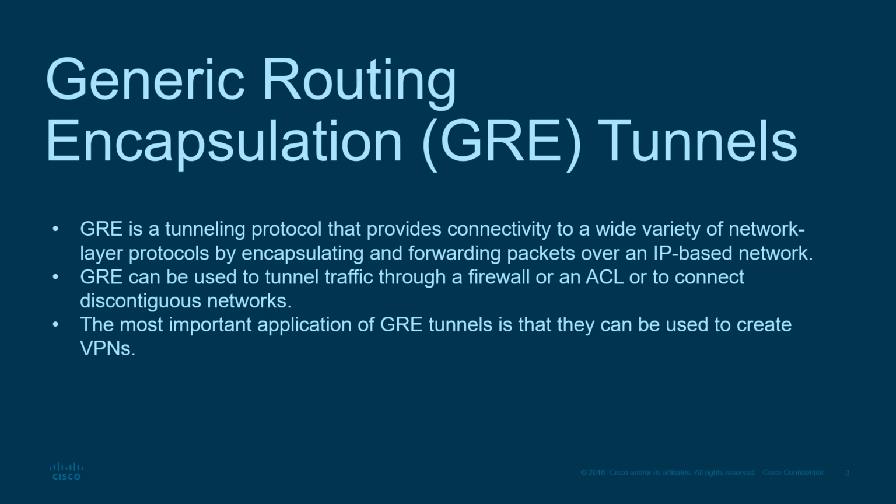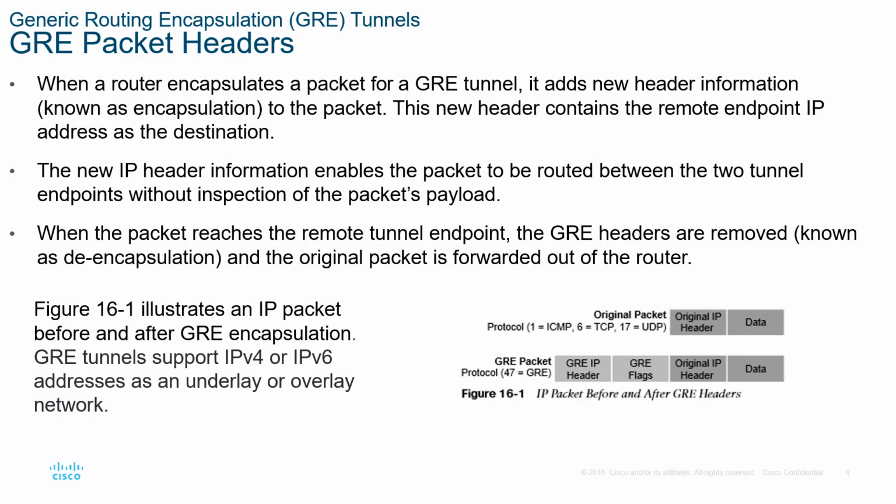They will encapsulate layer 3 packets and forward them through a different layer 3 network, whether it be IPv4 or IPv6. The issue is confidentiality. The encryption functionality is not there. So when a router encapsulates a packet for a GRE tunnel, it will add new header information. This will be known as the encapsulation of that packet.